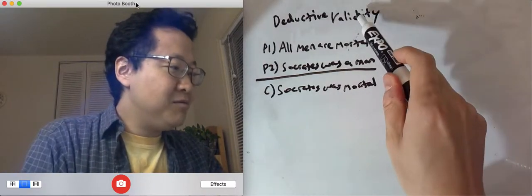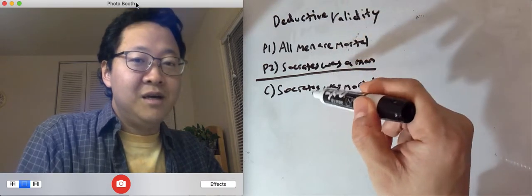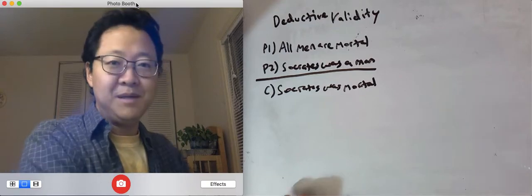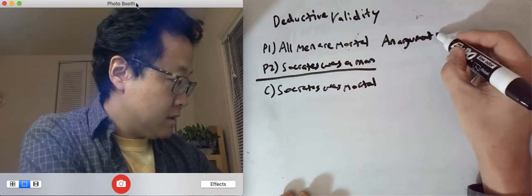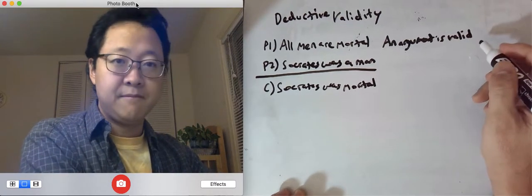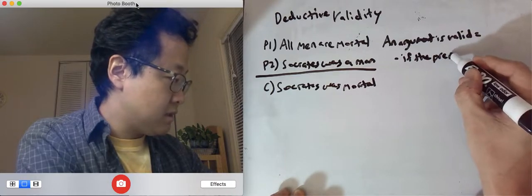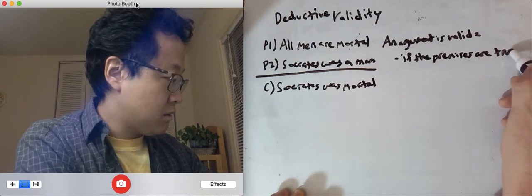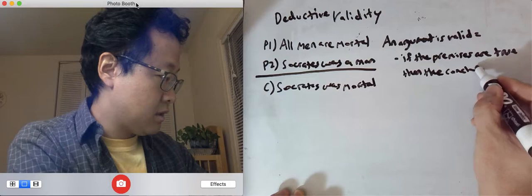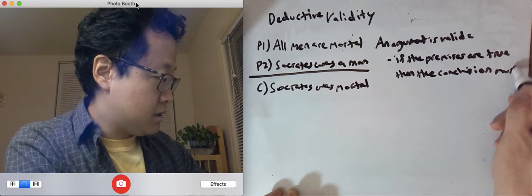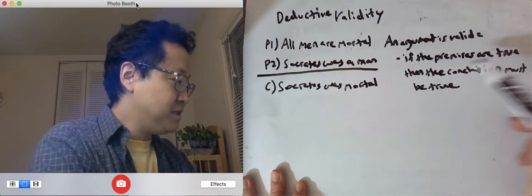Okay, so when we talk about deductively valid arguments, we're saying that the conclusion follows from the premises. Or another way to put it is that if the premises are true, then the conclusion has to be true. So that's going to be our definition. Let's write it right here. An argument is valid equals, if the premises are true, then the conclusion must be true.